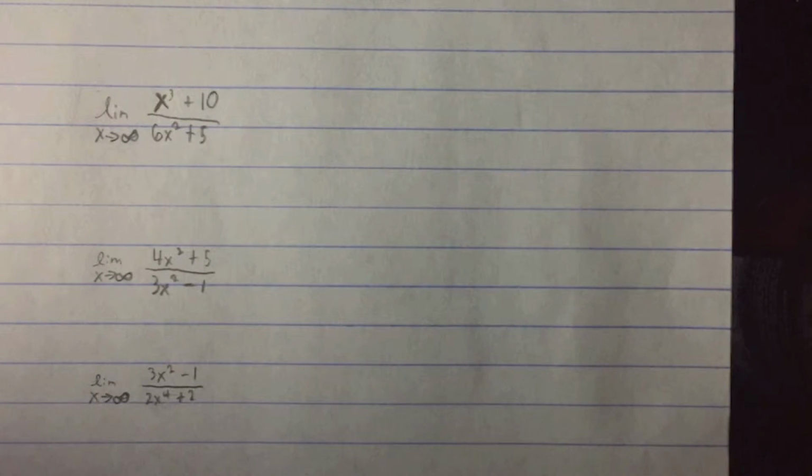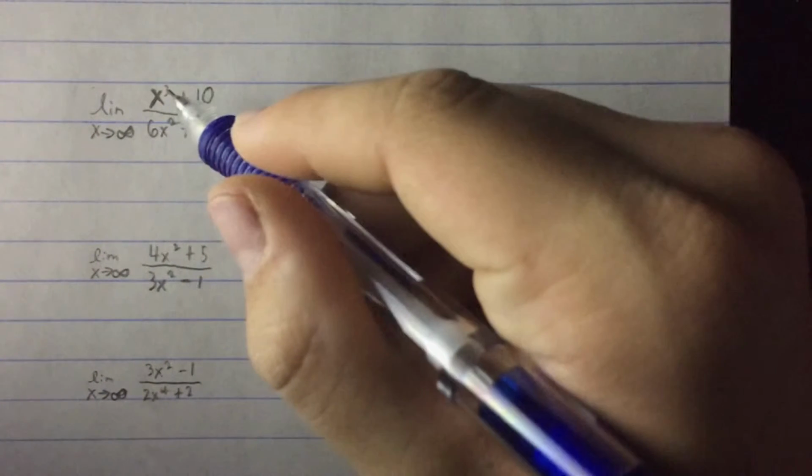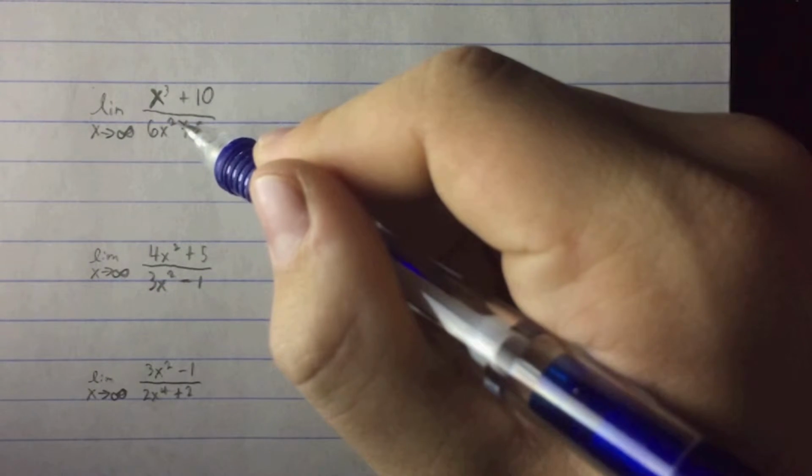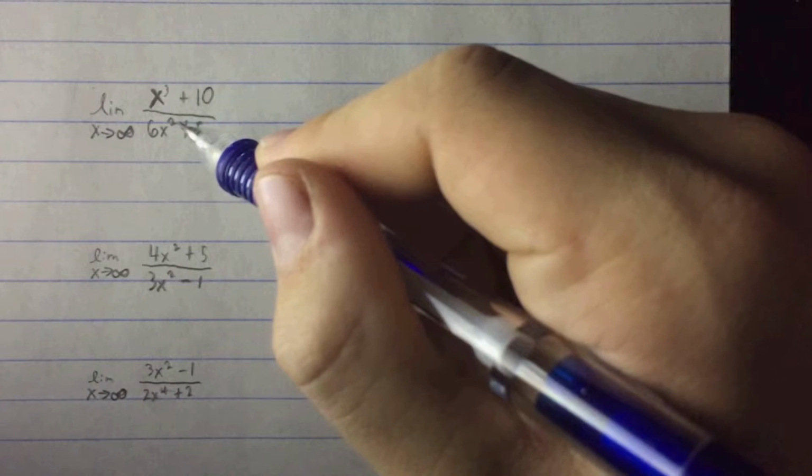This is limits involving infinity. There are three cases. The first is when the exponent of the leading term on top is larger than the exponent of the leading term on the bottom.